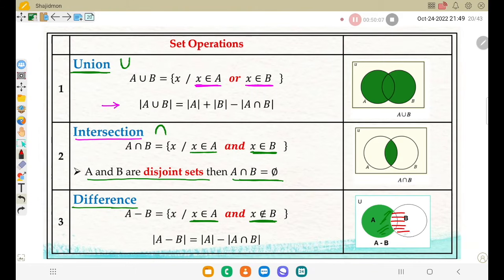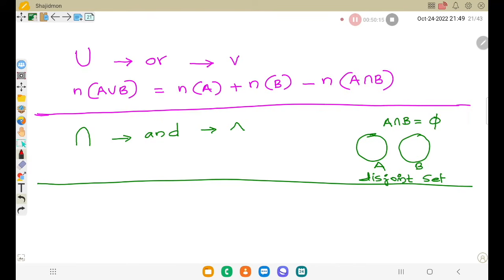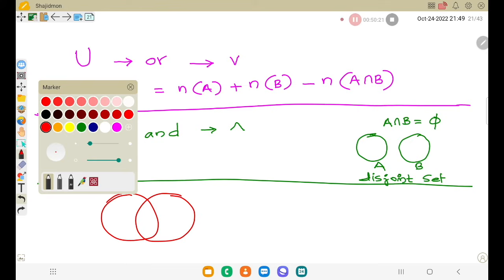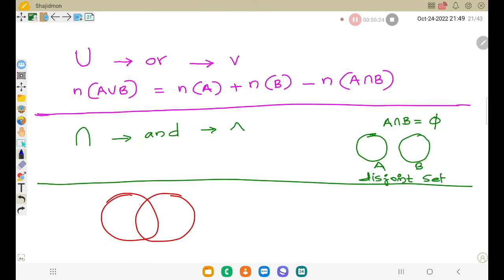Correct? Don't take these numbers. Only write the numbers that are in the A set, but they should not be in the B set. That means, see, this is A, this is B, correct? Now, how are we writing the A minus B set? Only take A. A is up to here, but we need to delete the B portion from there. Delete the B portion, delete this portion.